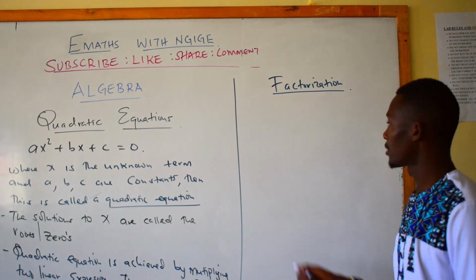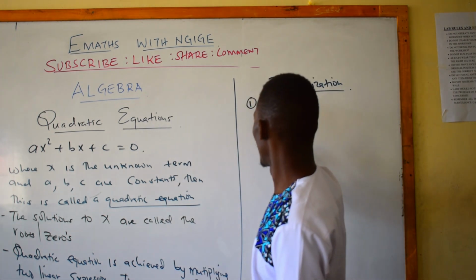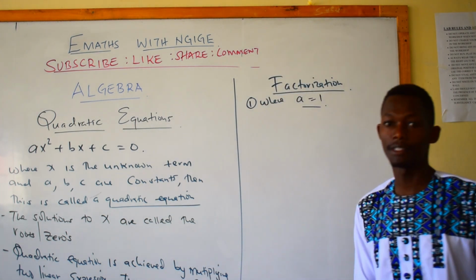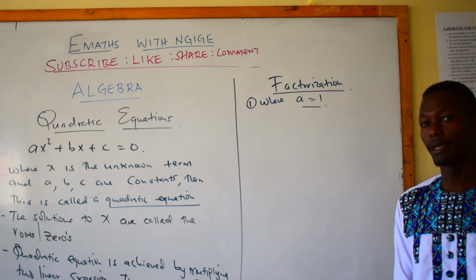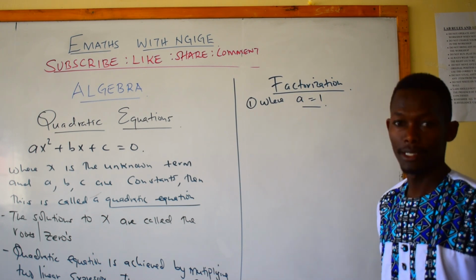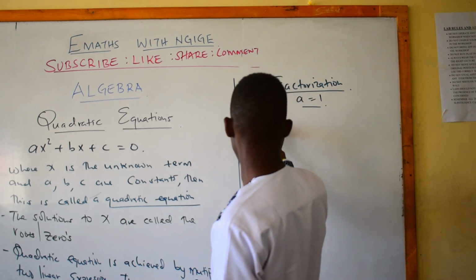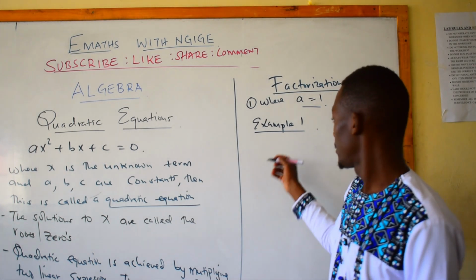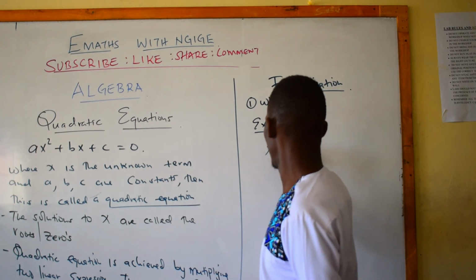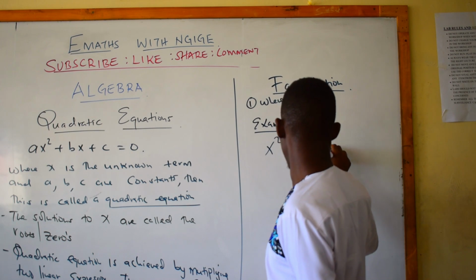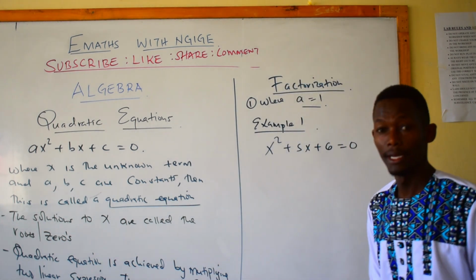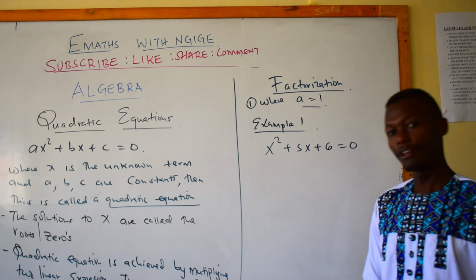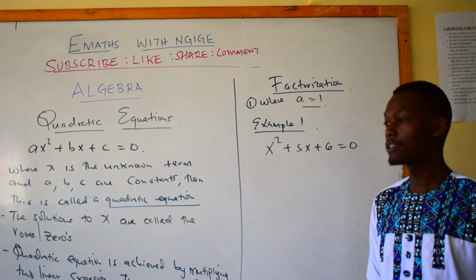Now, let's take an example 1, when a is equal to 1. So we're going to check the first example where you have your a being equal to 1. So example 1. Being given an equation x squared plus 5x plus 6 equals 0, and you're told to solve that using factorization.